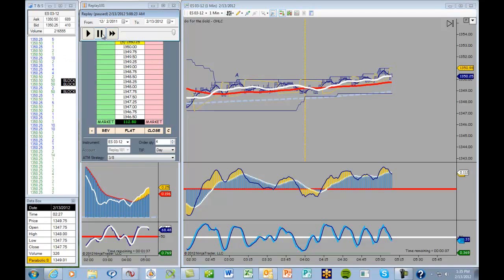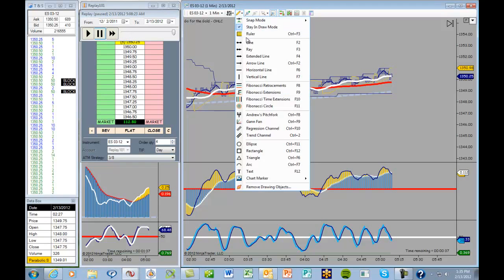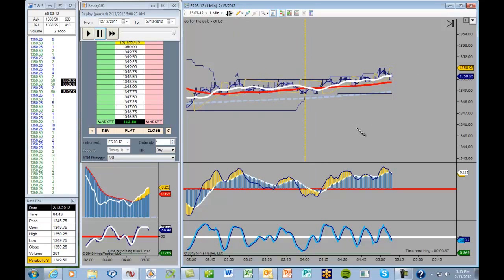Okay, we were stopped out there, so let's mark our first trade. Let's see, we got in about here, and we were stopped out about here where the parabolic flipped. Alright, we'll start it up again.